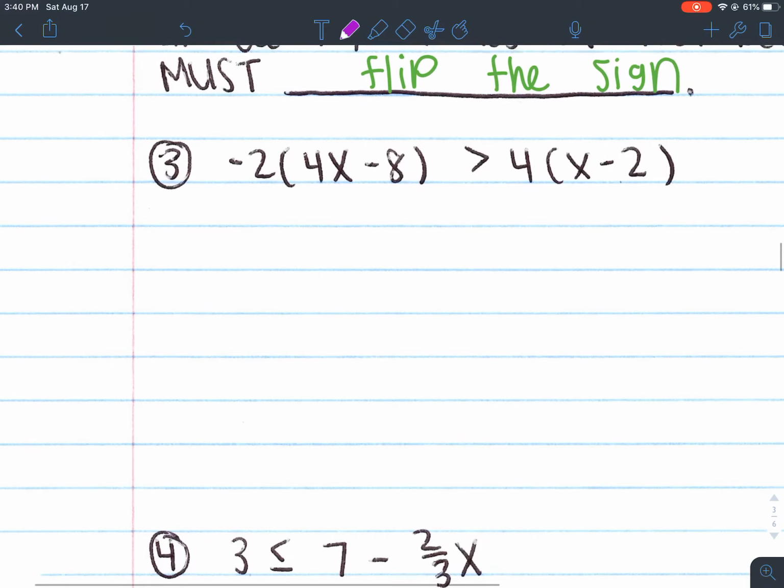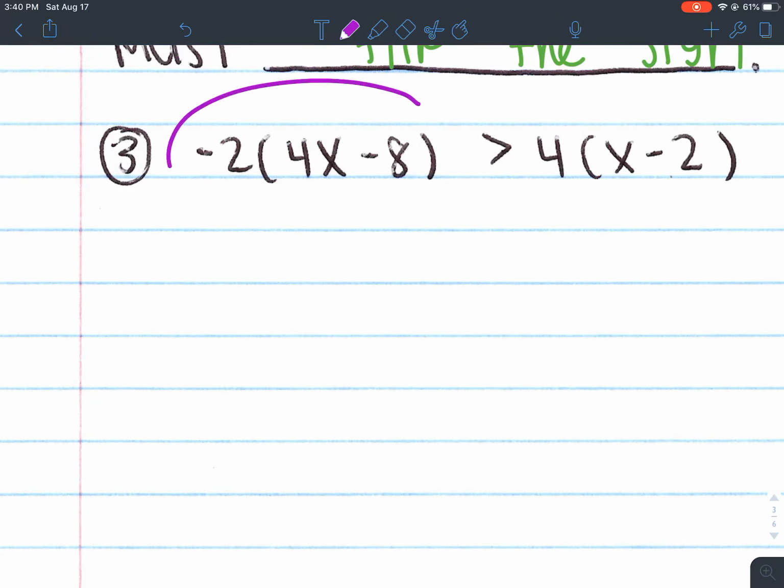So let's go ahead with number 3. I'm going to go ahead and do the left side first before I look at the right side because I do see 2 sets of parentheses here. So I'm going to go ahead and distribute on this side. Negative 2 times 4x is going to be negative 8x. Negative 2 times negative 8 is going to be positive 16.